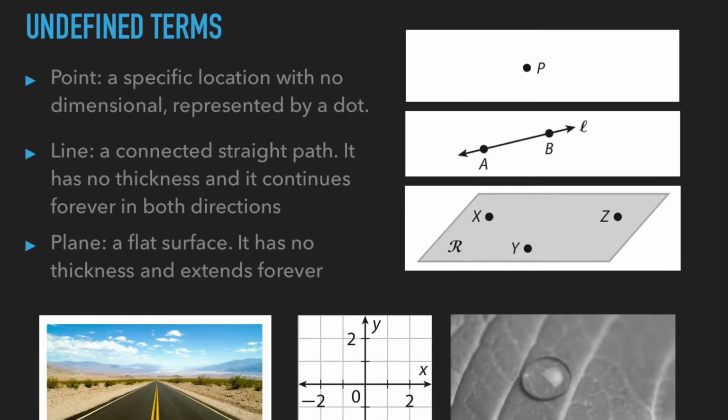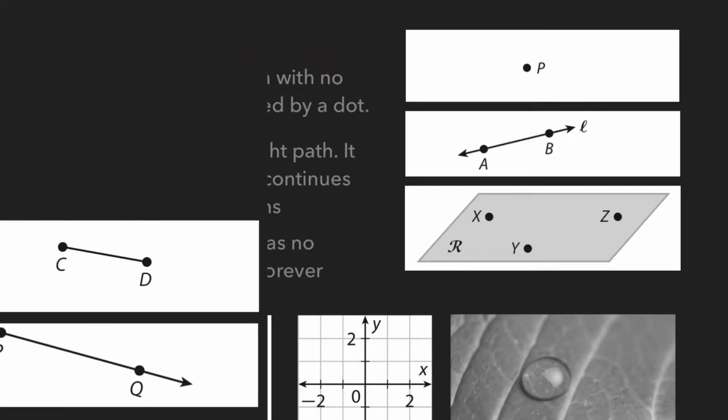Undefined terms are point, a specific location with no dimension that is represented by a dot; a line, which is a connected straight path that has no thickness and continues forever in both directions; and a plane, which is a flat surface that has no thickness and extends forever.